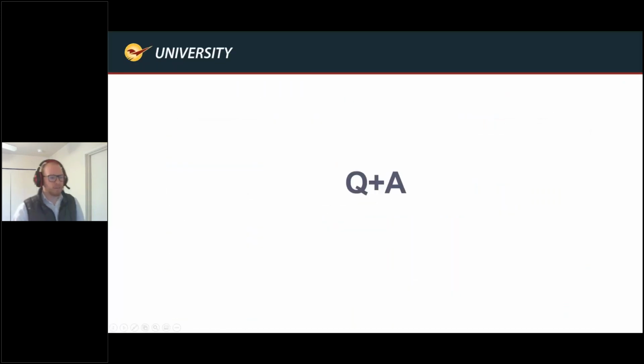Okay, question and answer. So I see a bunch of questions in here. Okay, cool. Is it better to target a small mile radius with several distinct locations or one location with a large radius? That's a great question.